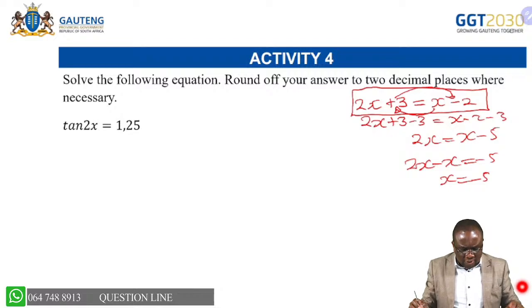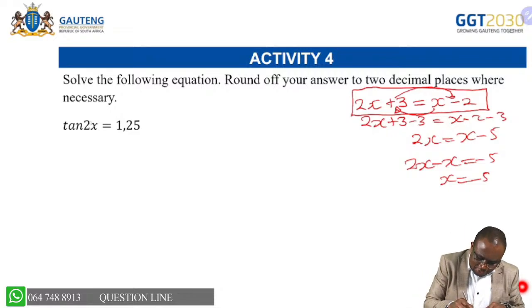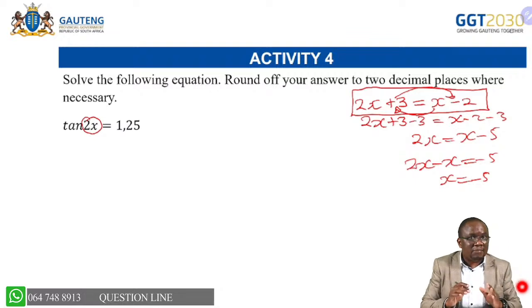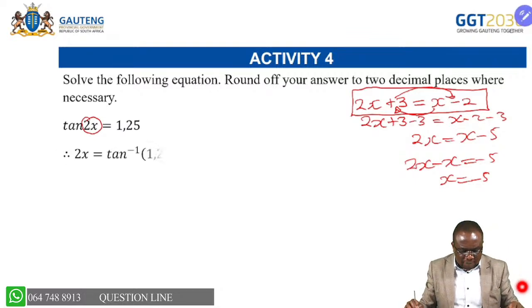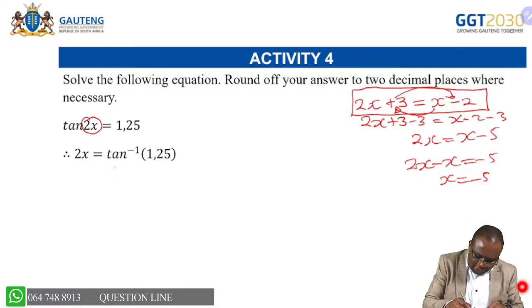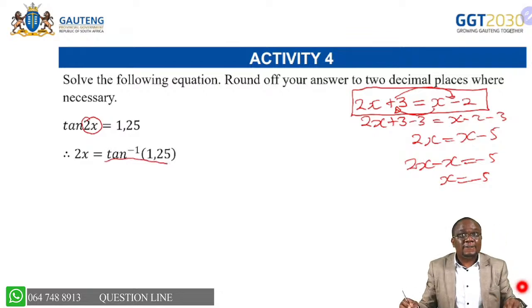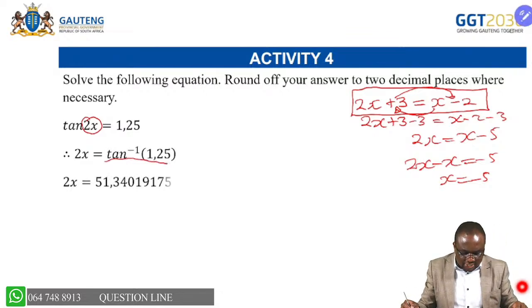Let's mark our work. What did you do? The angle is 2x, so we don't touch it. It remains as it is. So, 2x is equal to arctan 1,25, and then we can find this using our calculators. What did you get?